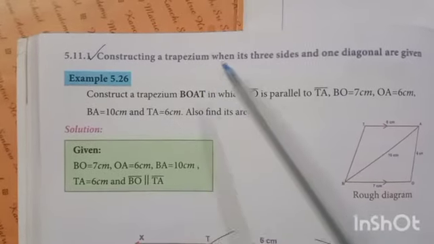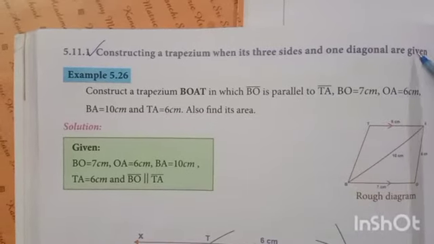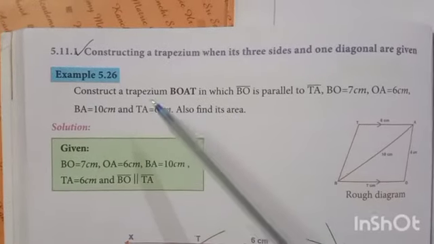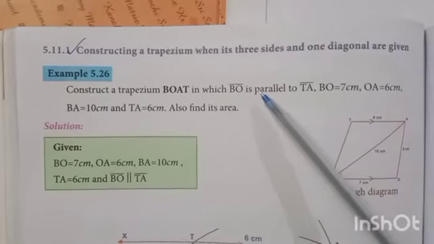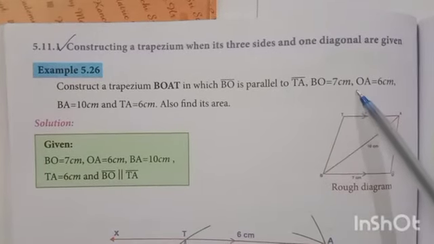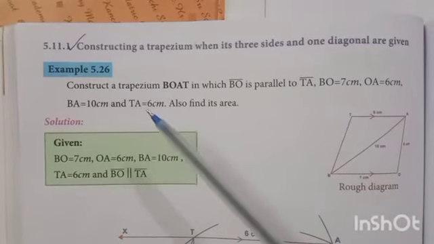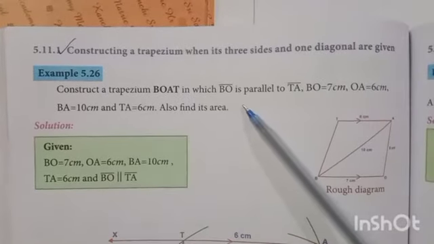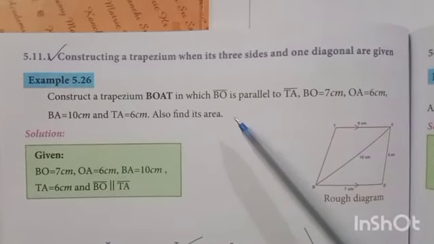The first method, constructing a trapezium when its three sides and one diagonal are given. Example 5.26, page number 188. Construct a trapezium BOAT in which line segment BO is parallel to line segment TA, BO equal to 7 cm, OA equal to 6 cm, BA equal to 10 cm, and TA is equal to 6 cm. Also find its area. Area of a trapezium, you know the formula: half into h into a plus b.